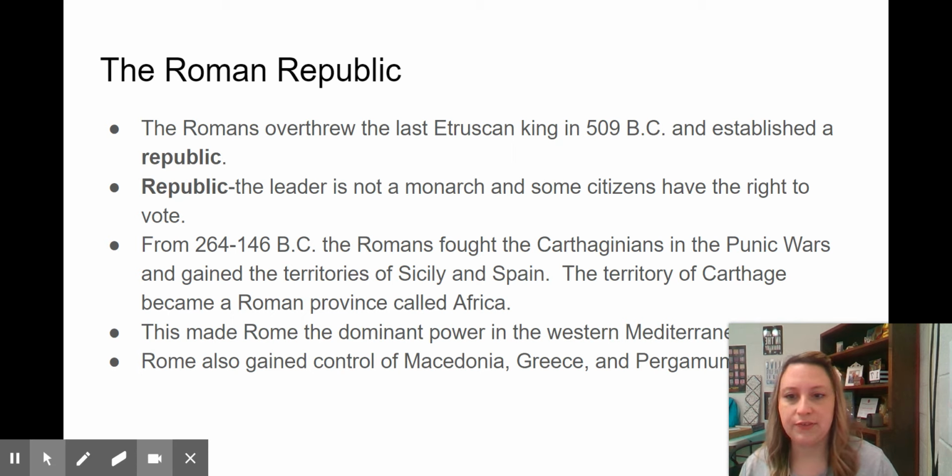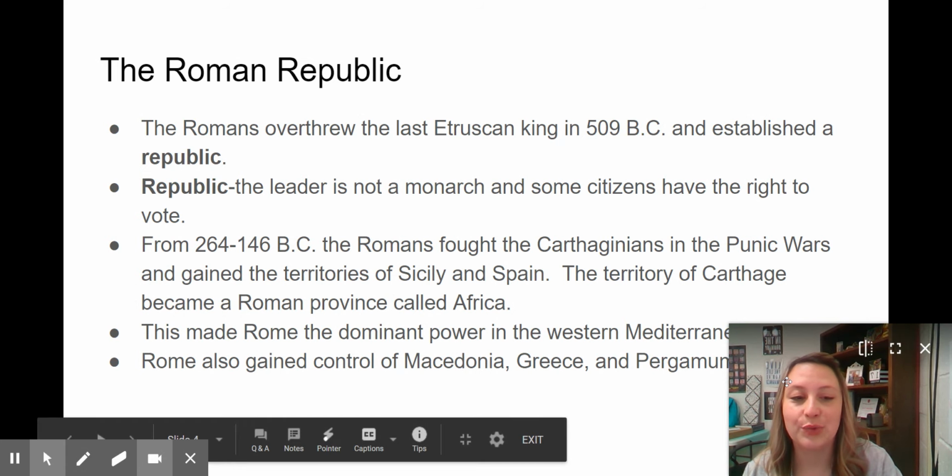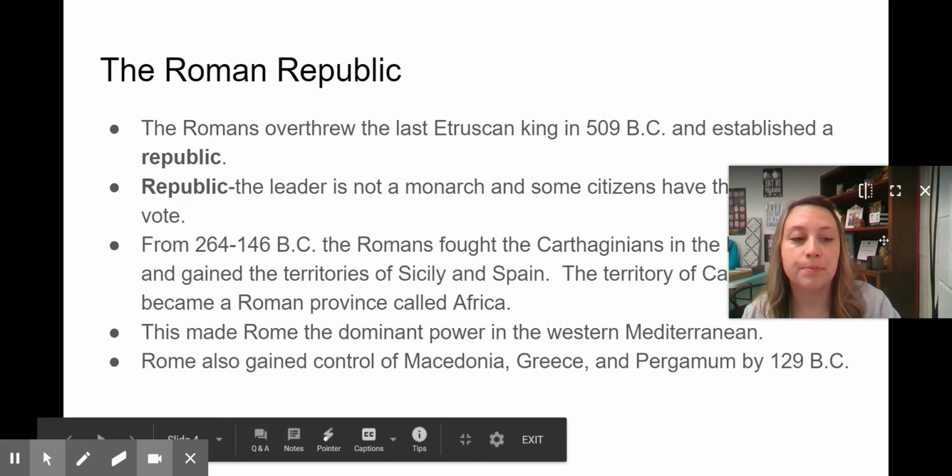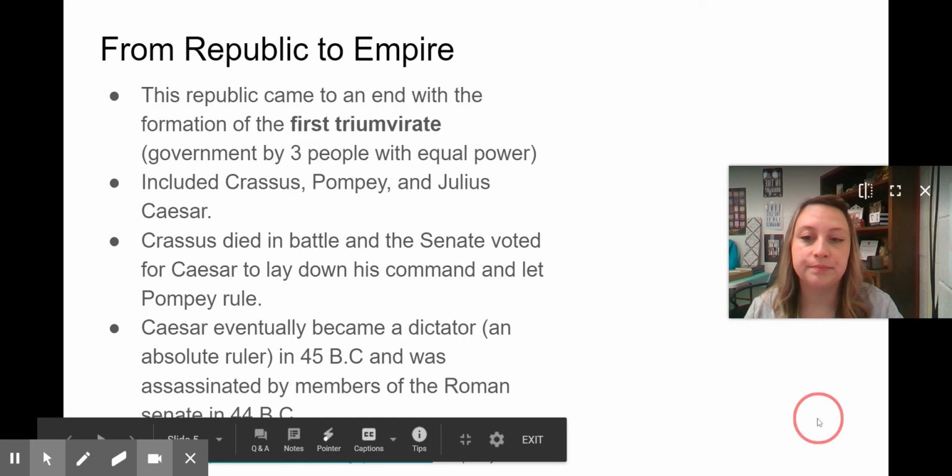So from 264 to 146 BC, the Romans fought the Carthaginians in the Punic Wars and gained territories of Sicily and Spain. So the territory of Carthage became a Roman province called Africa. This made Rome the dominant power in the Western Mediterranean. Rome also gained control of Macedonia, Greece, and Pergamum by 129 BC.